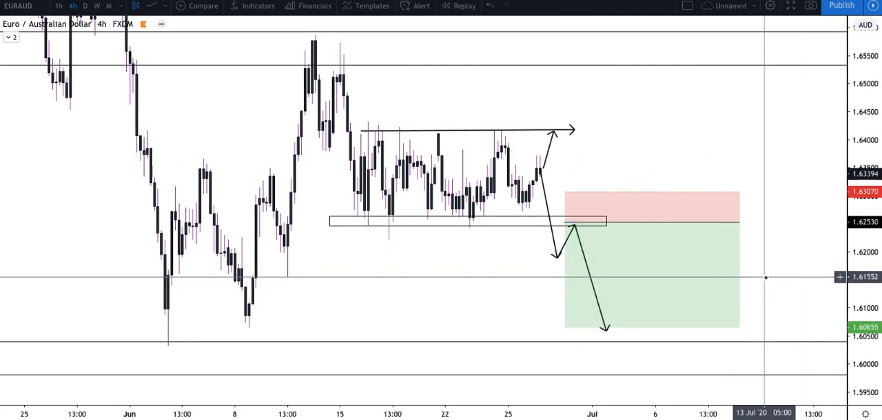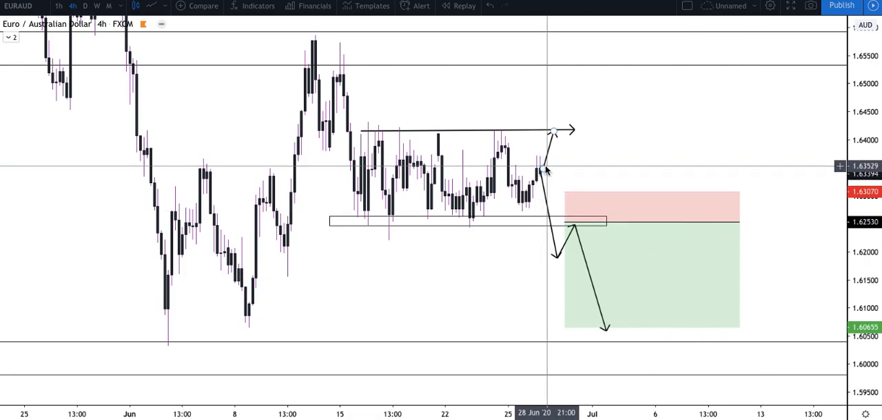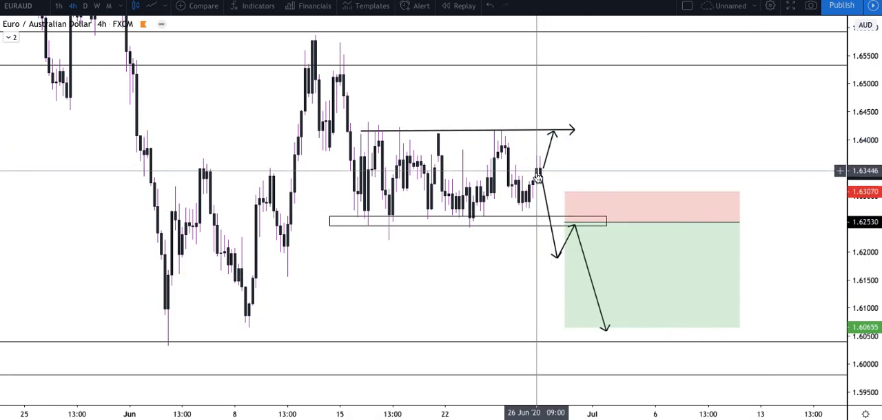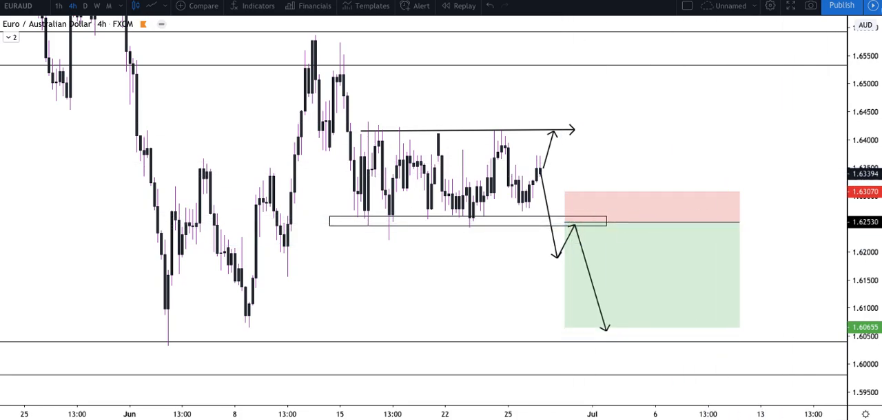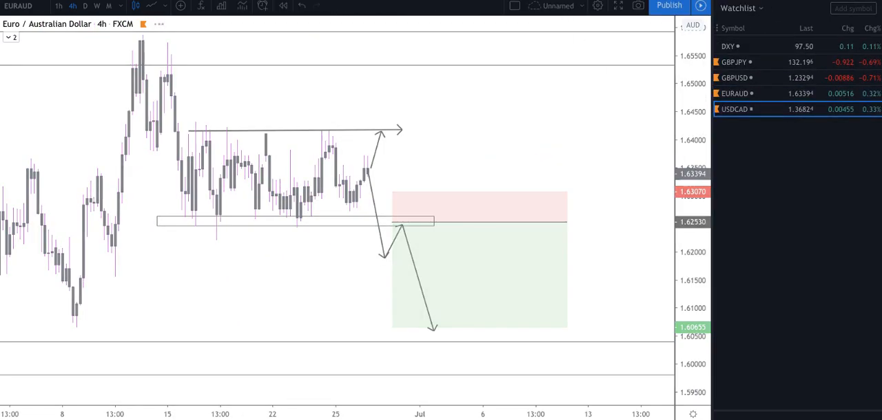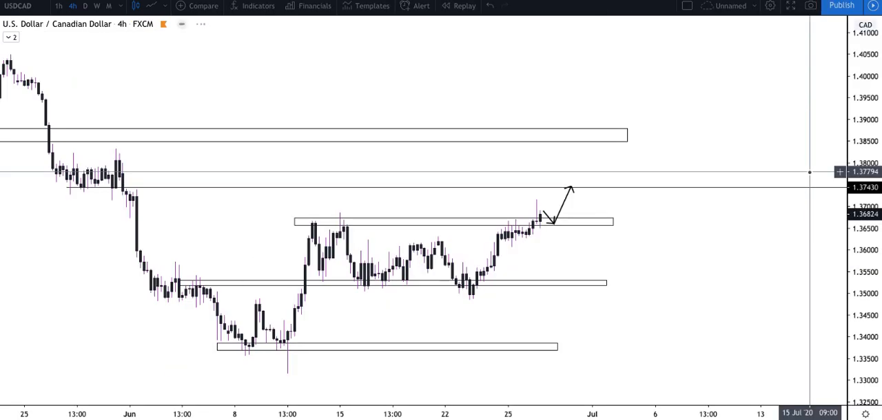So EURAUD is what I'll be looking for. I'm looking for either price to come up, reject, or for price to come back down, break, and then retest this level of resistance. Now the last setup I want to share with you guys is a USDCAD.